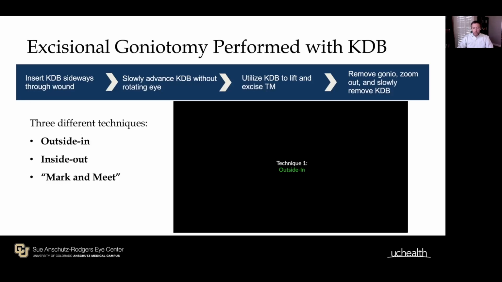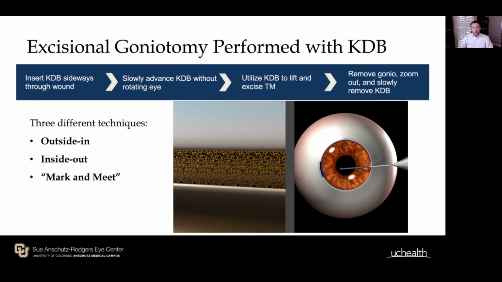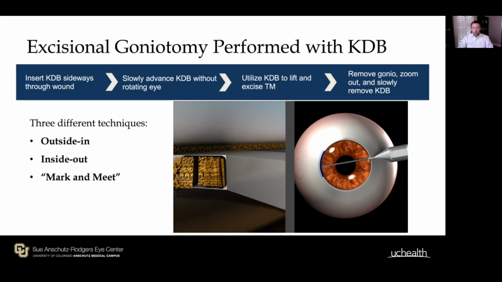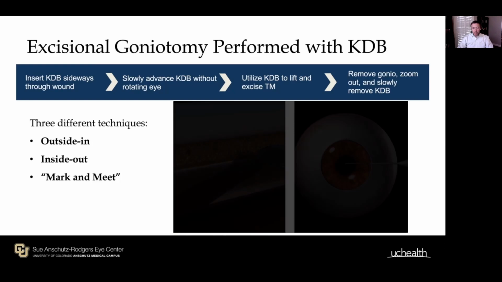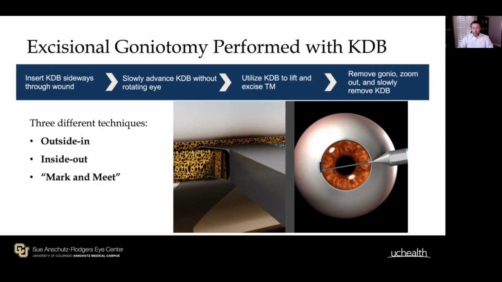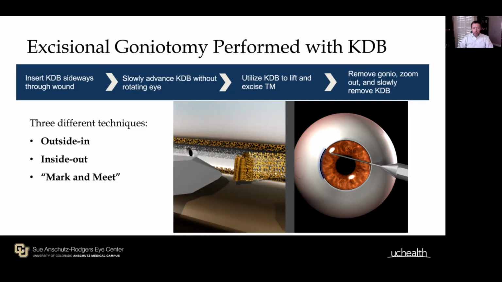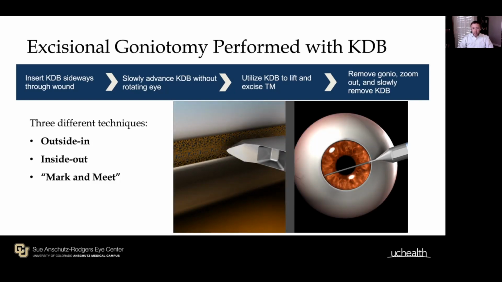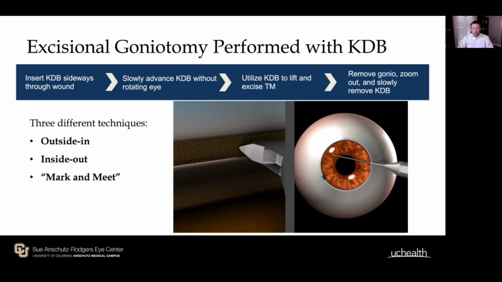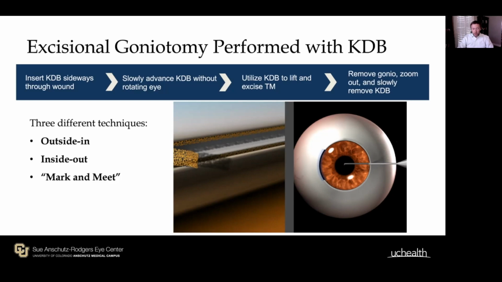So here we'll go through a video just demonstrating the 3 different techniques with the Kahook Dual Blade. First is the outside-in technique. You start from the far left of your view, proceed to the middle, and then from a backhand go from the right to the left. Next, the inside-out. This is just the opposite. You start opposite of your wound, proceed all the way to the right in a forehand, and then reverse the blade and go all the way to the right of your view in a backhand motion. And then finally, the mark and meet. And this is nice because you keep the blade always in a forehand motion, making an initial cut to the left, and then starting to the far right and bringing it back to that initial incision.